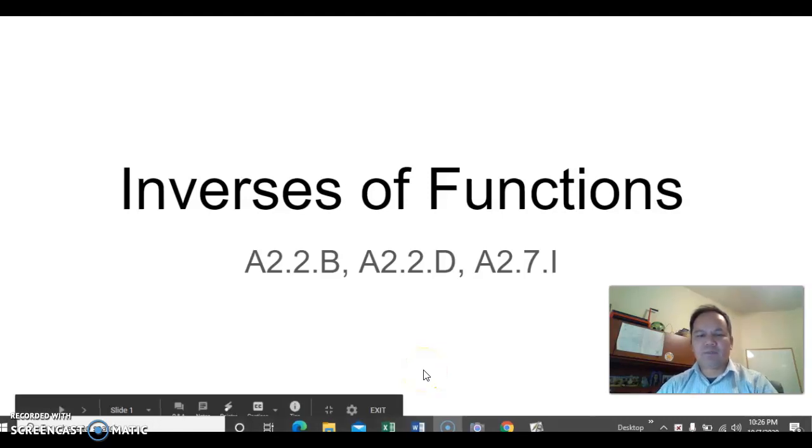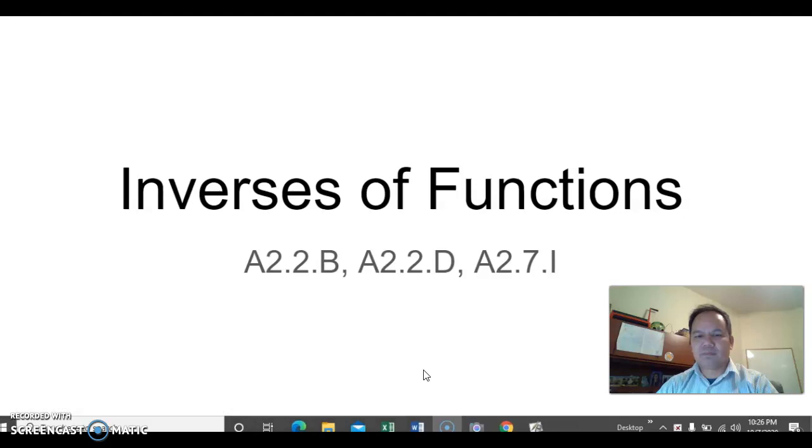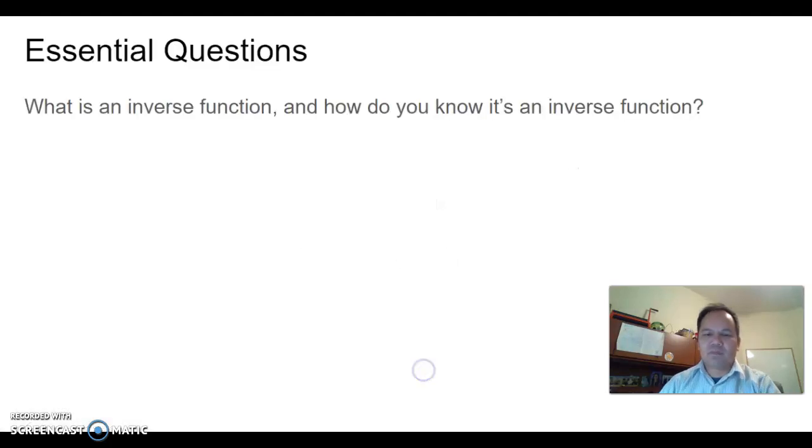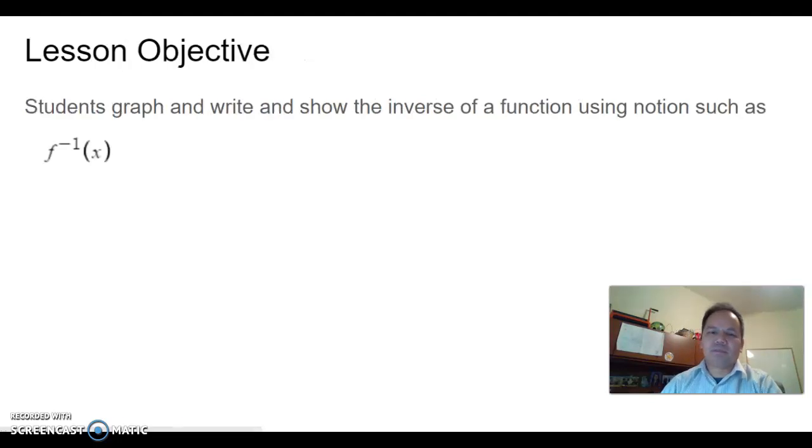Inverse functions. Example questions. What is an inverse function? How do you know it is an inverse function? Students graph and write and show the inverse function using notation such as f inverse of x.